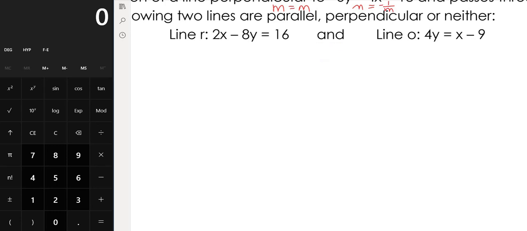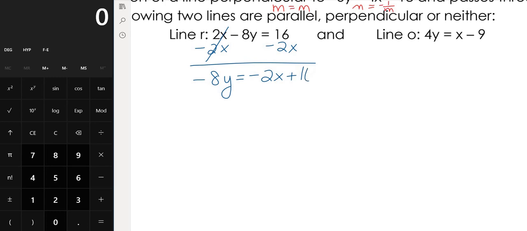Start with line R, and our goal is to put it into y equals form so we can determine if they're parallel, perpendicular, or neither. So I'm going to start by subtracting 2x from both sides. Those cancel. Now we have -8y equals -2x plus 16. Now we need to get y by itself, so divide every term by -8. We've done this many times already today.